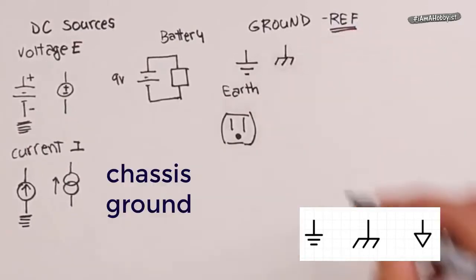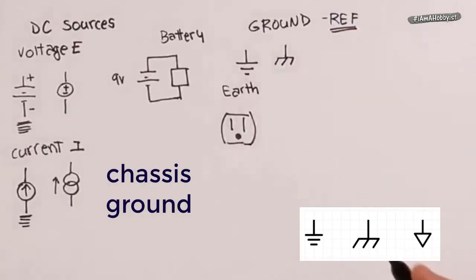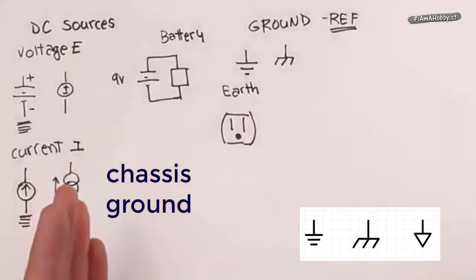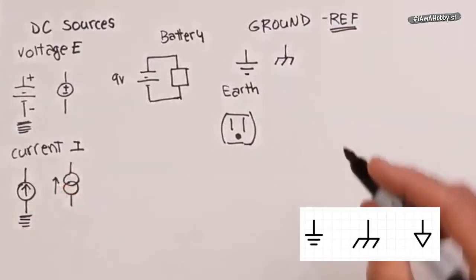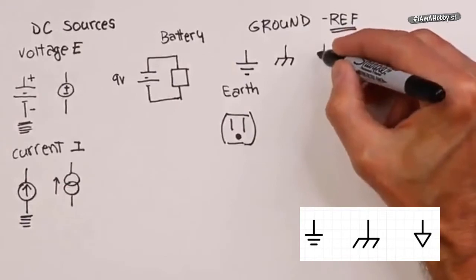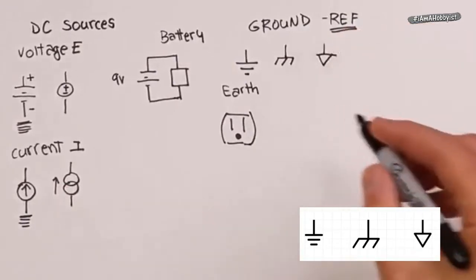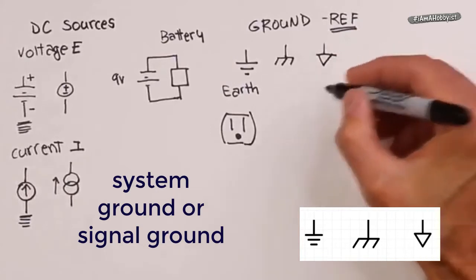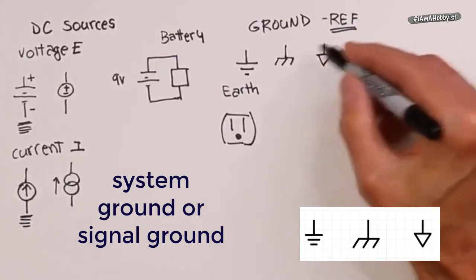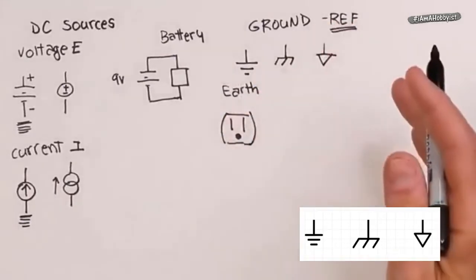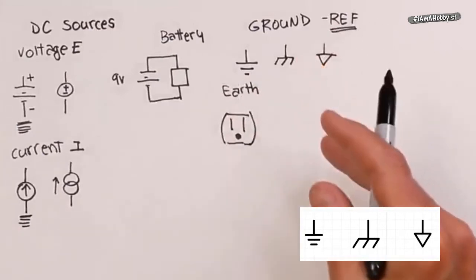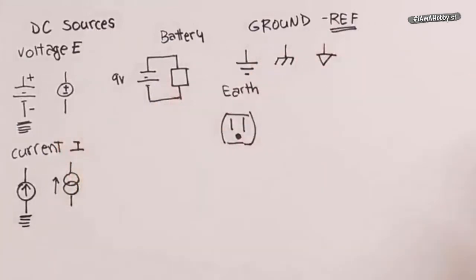This is called a chassis ground. So it's a common, typically this would go back to the metal chassis of a device. And then we also have this sort of thing. This is a system ground, a signal ground as it's often referred to, and this is commonly used where we have to separate the common between, say, a digital system and an analog system.